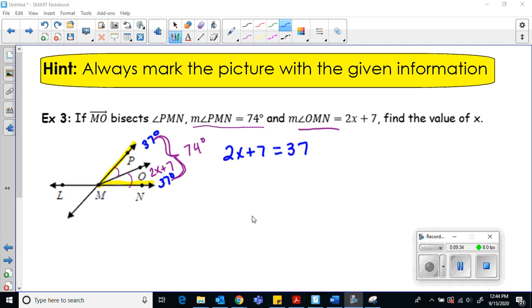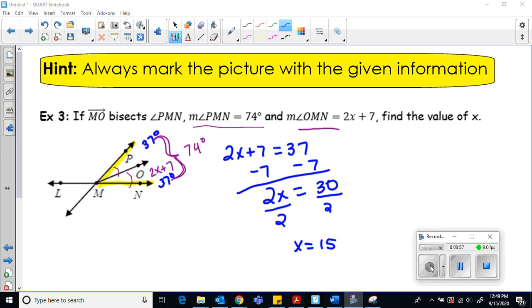So we have that, and then we can just solve this one. Minus 7, minus 7. So we get 2x equals 30. And then we can divide by 2 on each side, and now in solving this, we know that x is equal to 15.